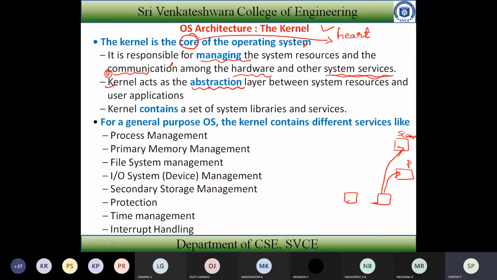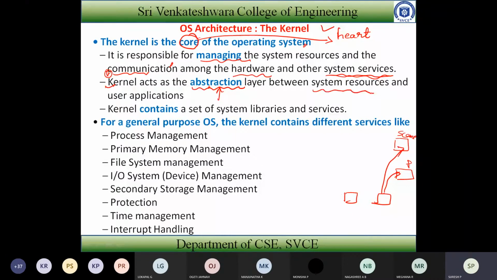It is called the abstraction layer between what and what? Between your system resources and user application. So that is what you have in the operating system functionality. As the name indicates, it has the abstraction between the system resources and user application, right?